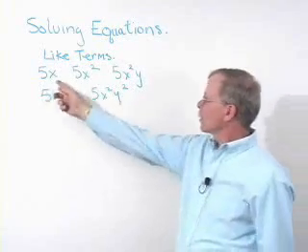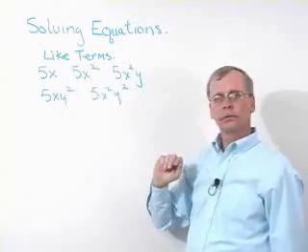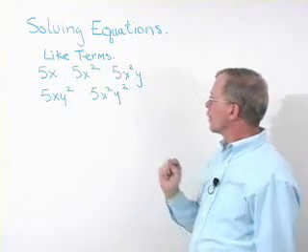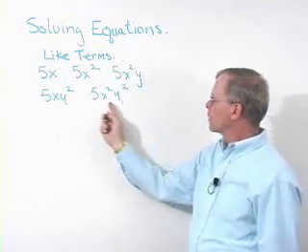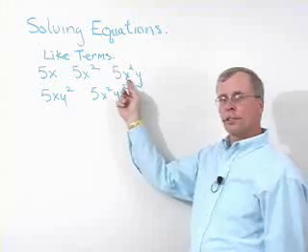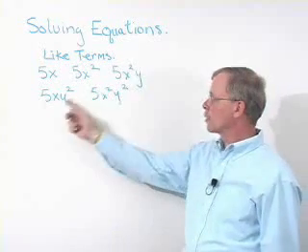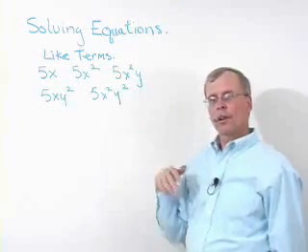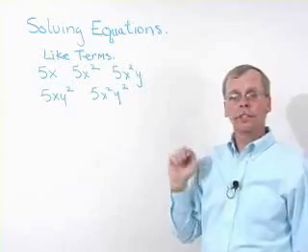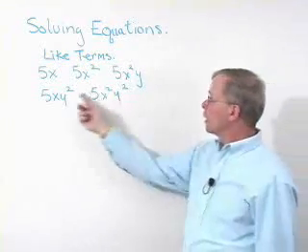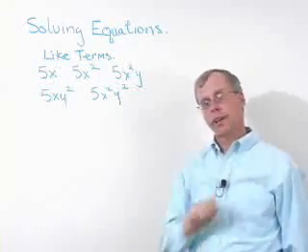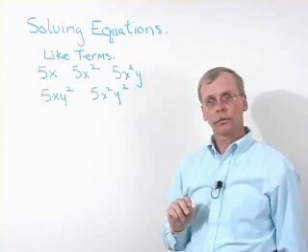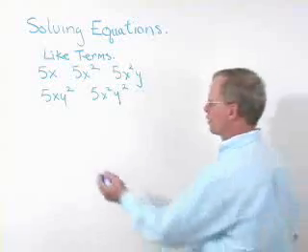And there's a couple of terms here with just x's, but one is x and one is x squared, so they're not like terms. The rest of these have x's and y's, but this one has an x squared y, and this one has an xy squared, and this one has x squared and y squared. So, in essence, none of these are like terms because they do not have exactly the same letters with exactly the same exponents.